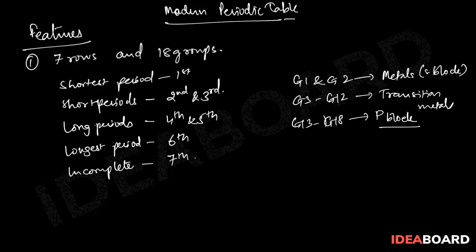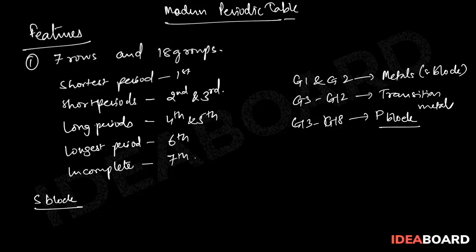The modern periodic table which we study is the contribution of Werner, Niels Bohr and Bury, so it's called Bohr, Bury and Werner's periodic table. Let us see the different parts of the periodic table and the properties of those blocks. The first one is the S block.